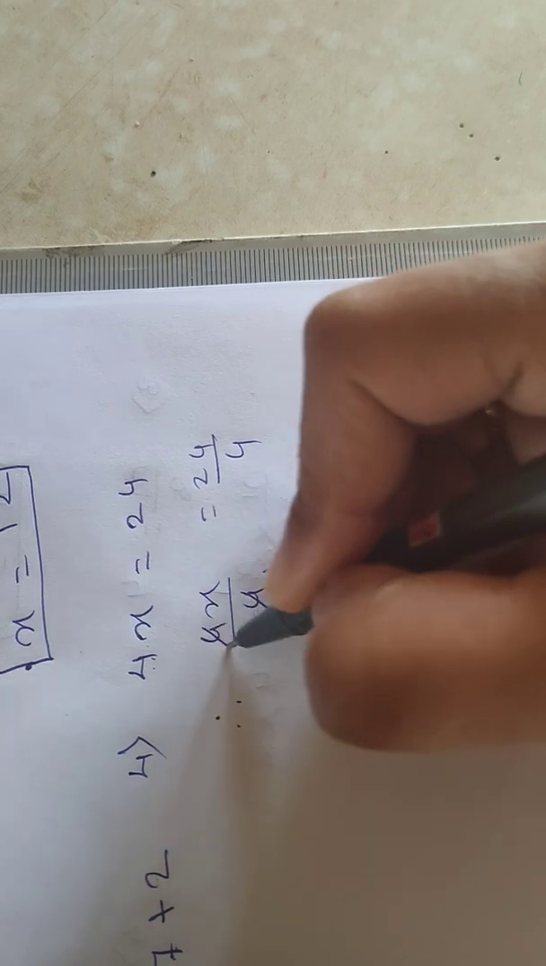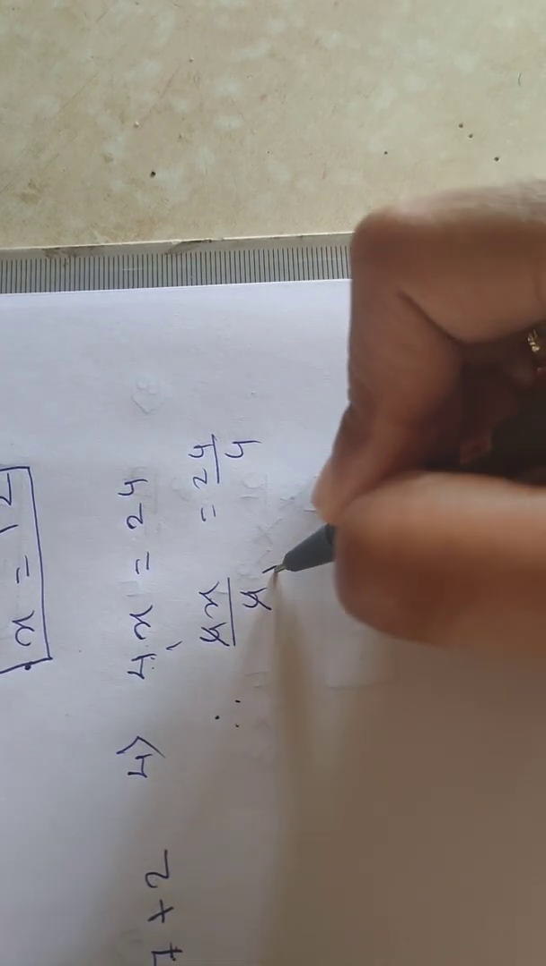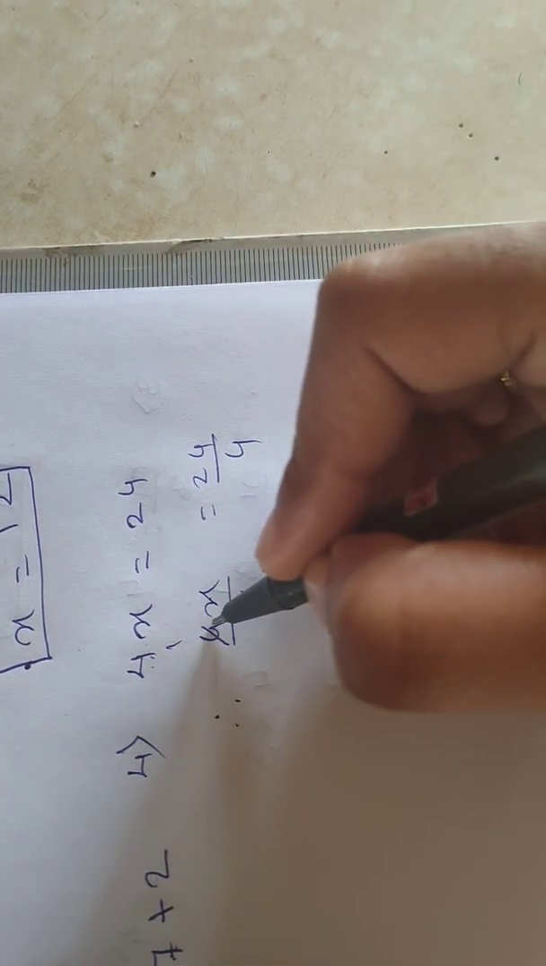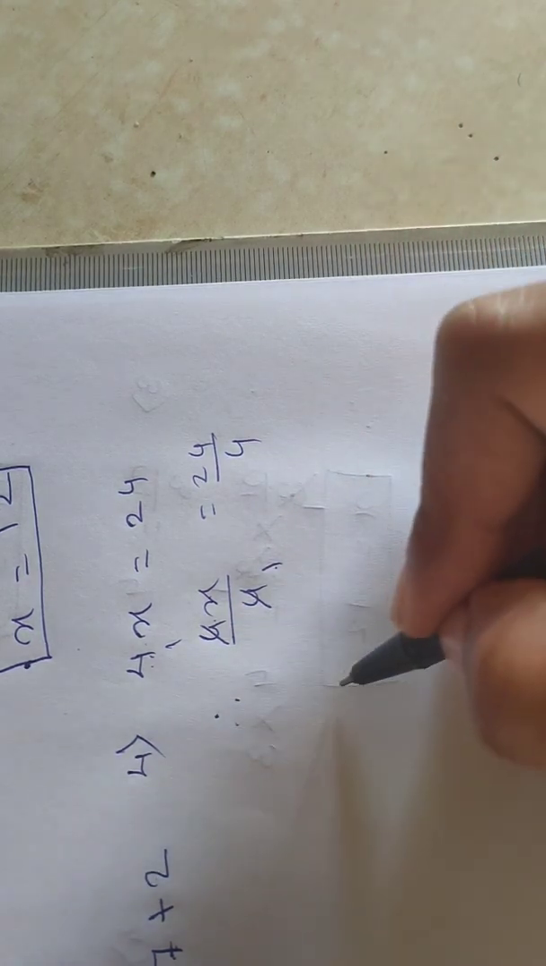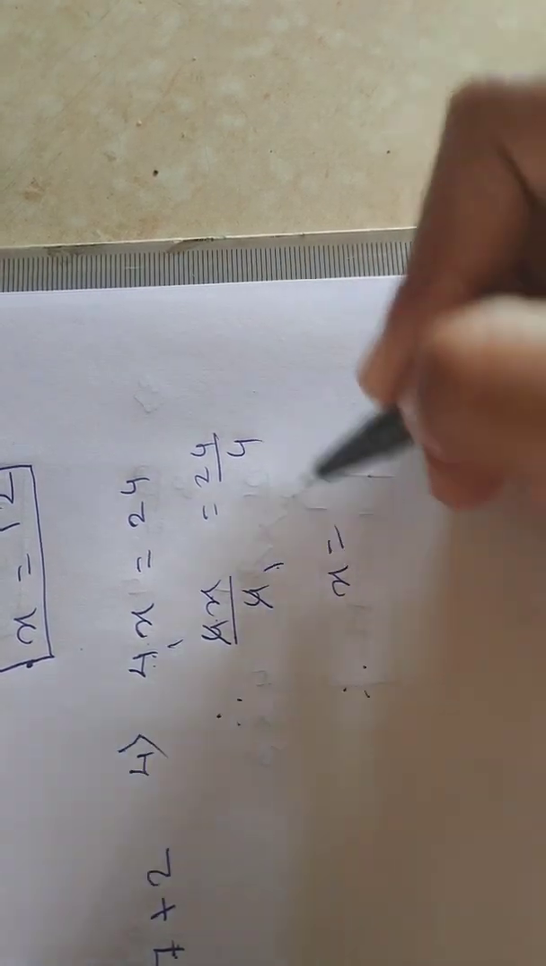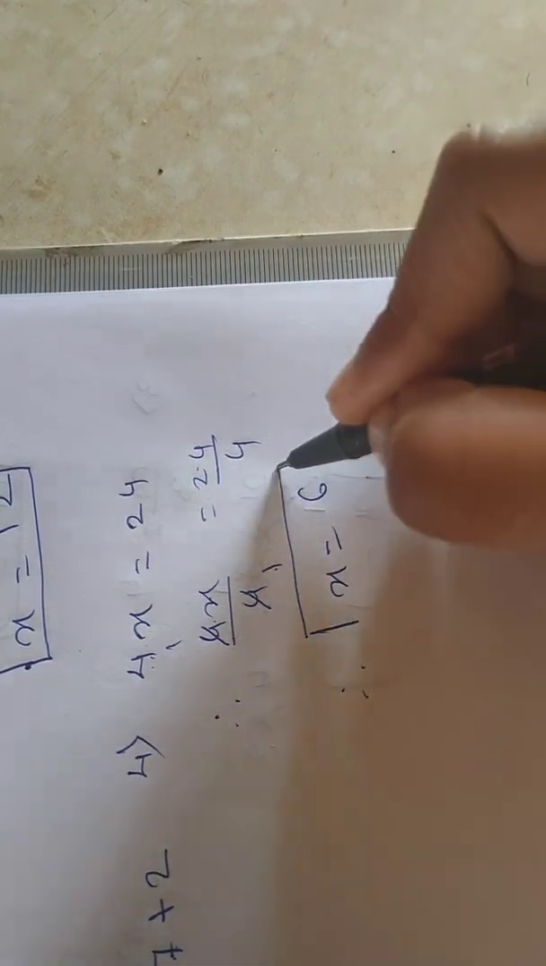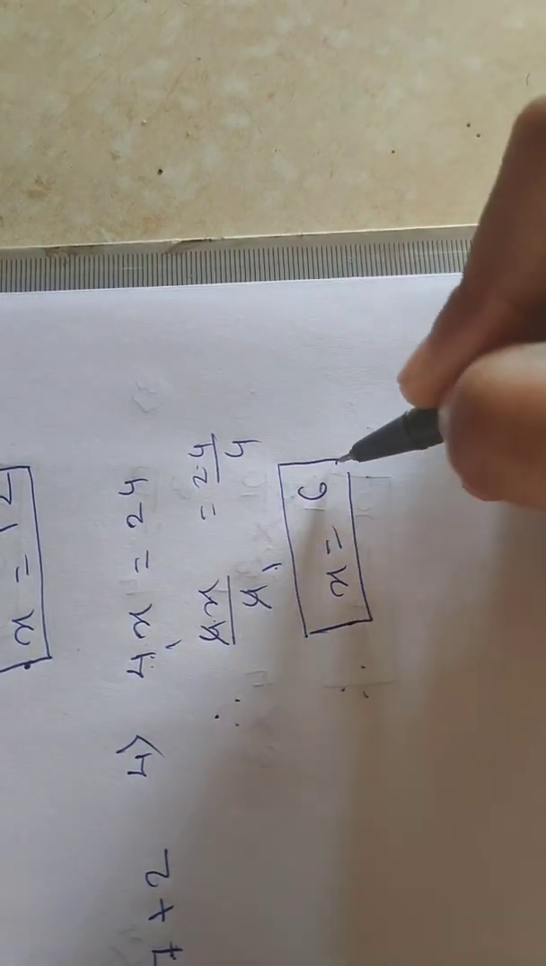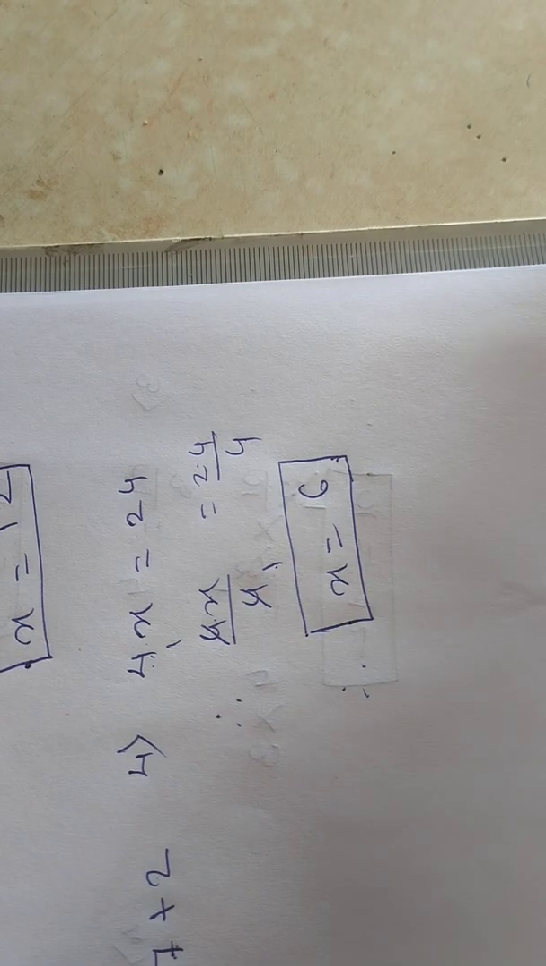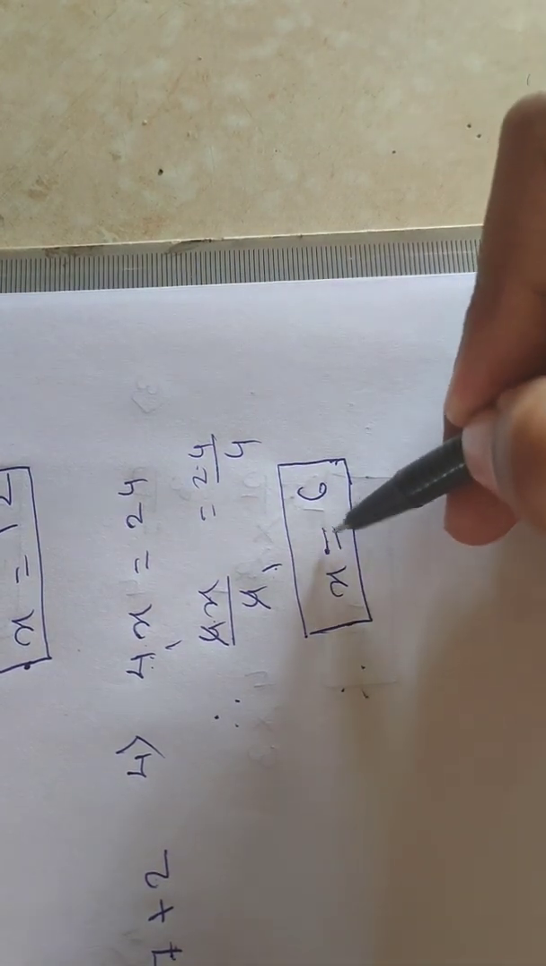4 ones are 4, 4 ones are 4. X upon 1 is equal to x. X multiplied by 1 is equal to x. Therefore, the value of x is equal to 24 divided by 4, which is equal to 6. So that's the required answer.